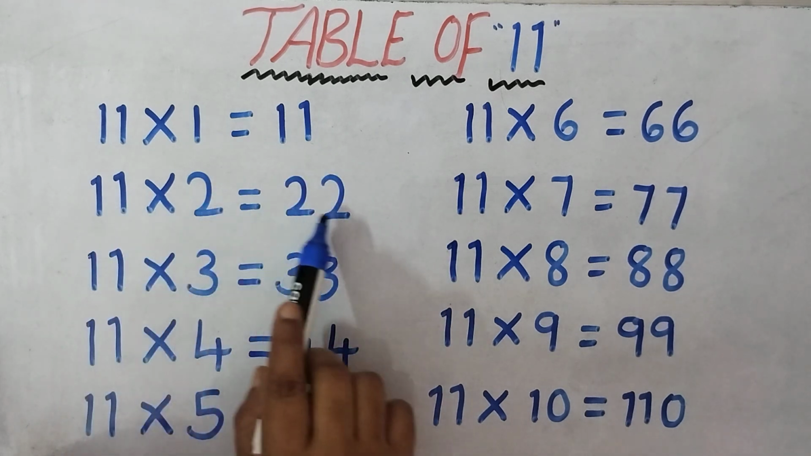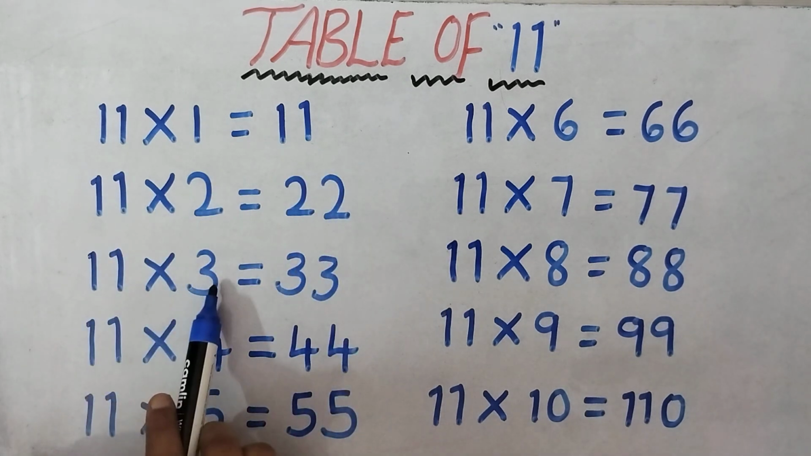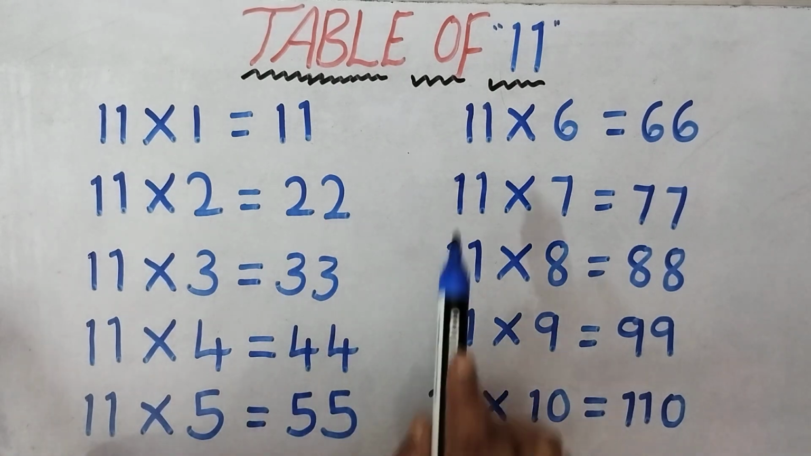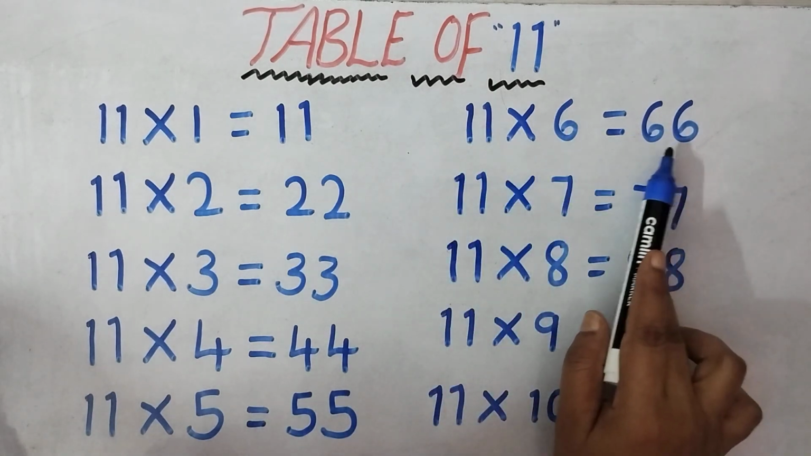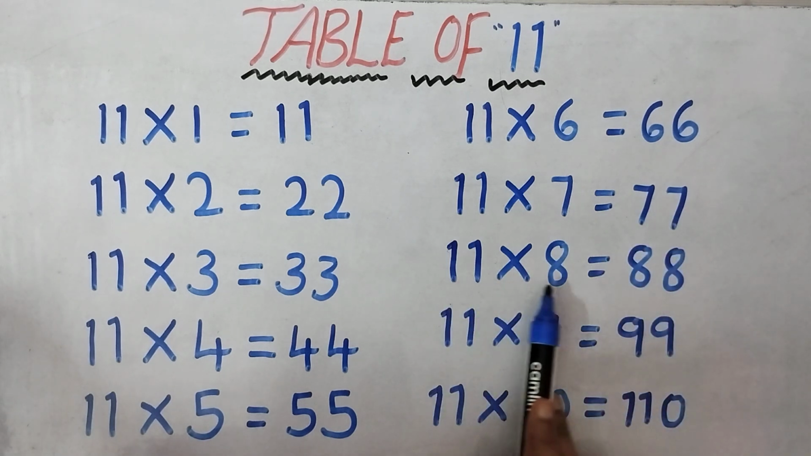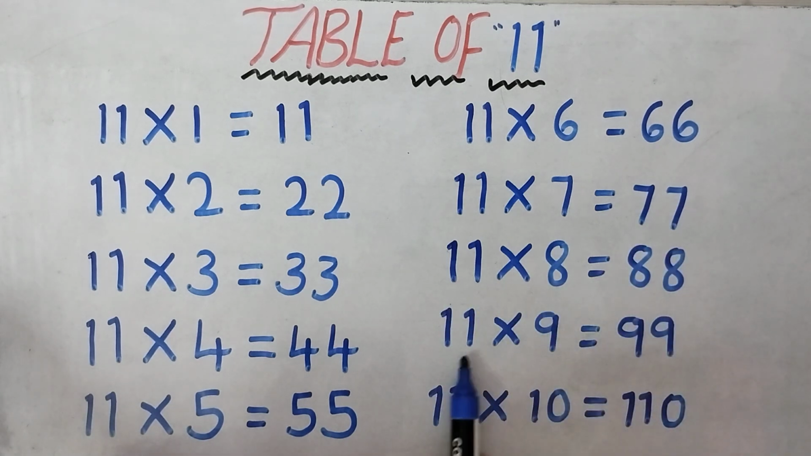So 11 ones are 11. The 11 twos are 22. The 11 threes are 33. 11 fours are 44. 11 fives are 55. 11 sixes are 66. 11 sevens are 77. 11 eights are 88. 11 nines are 99.